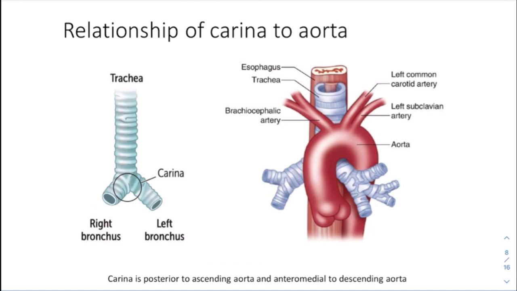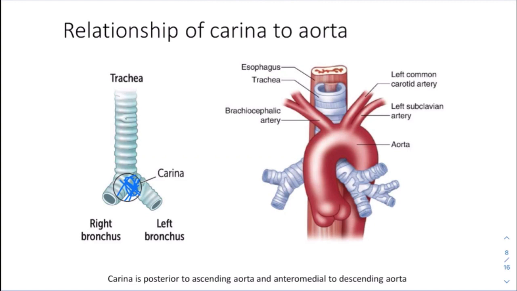Okay, so when the trachea bifurcates, this area here where it bifurcates into the right bronchus and the left bronchus is called the carina. Whenever you aspirate something into your airways, if it hits the carina, you're going to cough very violently, and this is a very important reflex, so that when you aspirate something into your airways, you can expel it. So the carina is very sensitive to foreign objects.